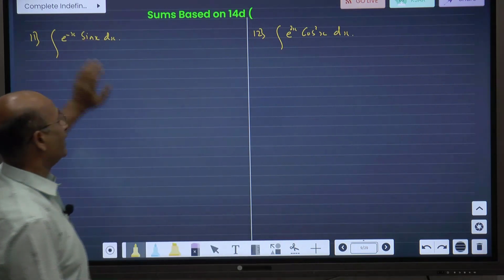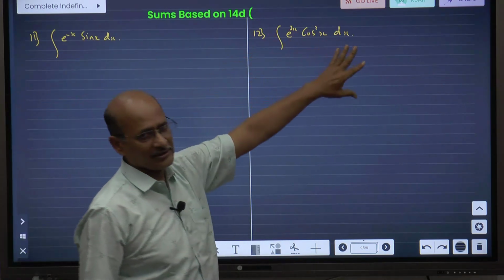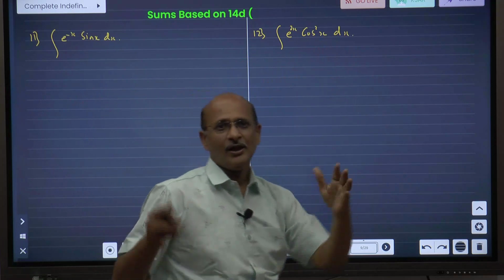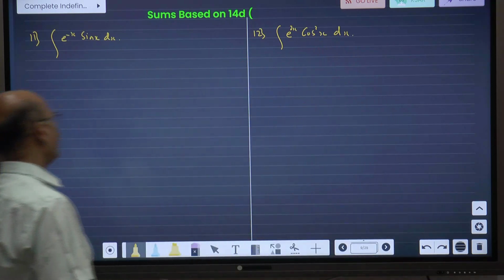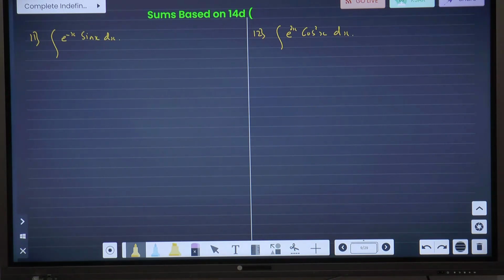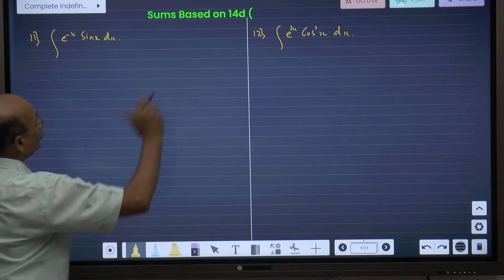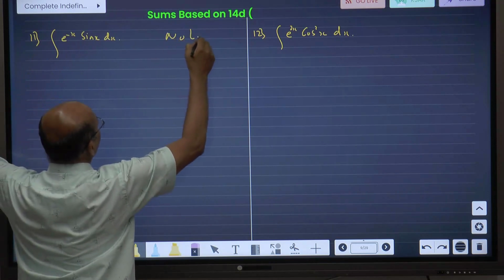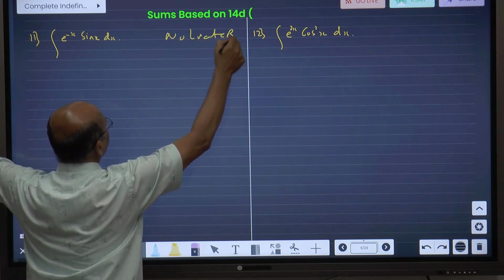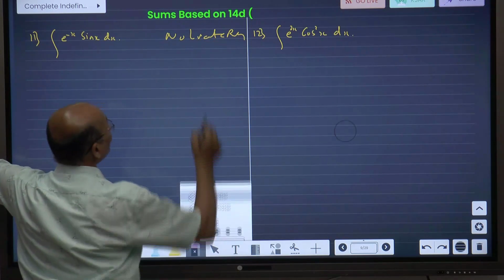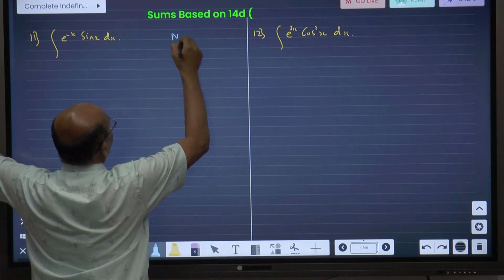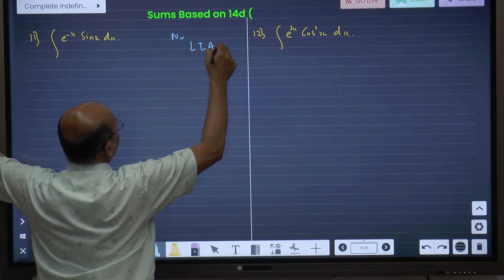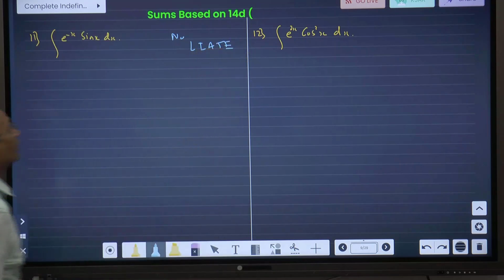e raised to x sin x is there, e raised to x cos x is there. Of course there is cos square x, but cos is there, so you have to be careful. Now how I do this type of sum: whenever in the integrand e raised to x sin x form is there, no LIATE rule.